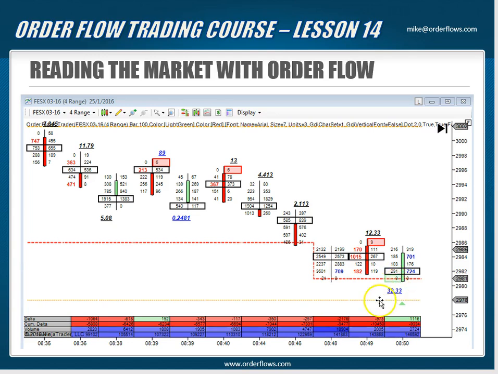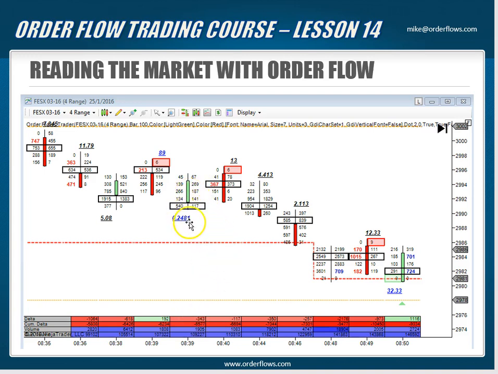You have a single print here of 8 lots. It's giving you a ratio of 32. Right now it's indicating, hey, get ready. It's going to be all systems go. Here I wasn't necessarily concerned about this ratio because you still had the negative delta.